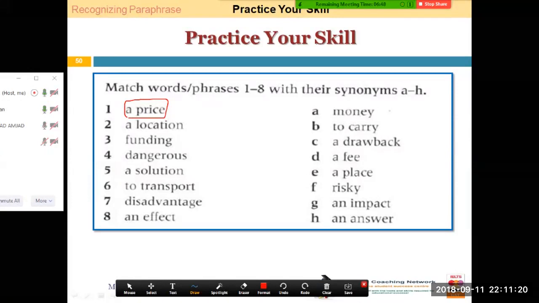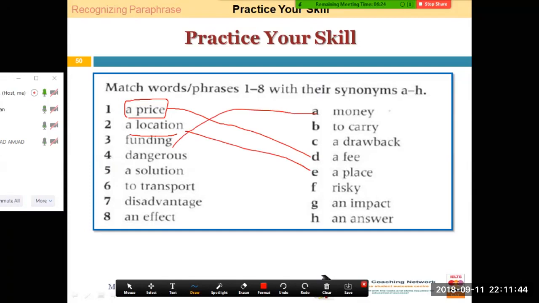Okay. Right. Here, a price. So actually, it's a fee, right? Right, sir. A location. A place, sir. Then funding. Money, sir. Okay.